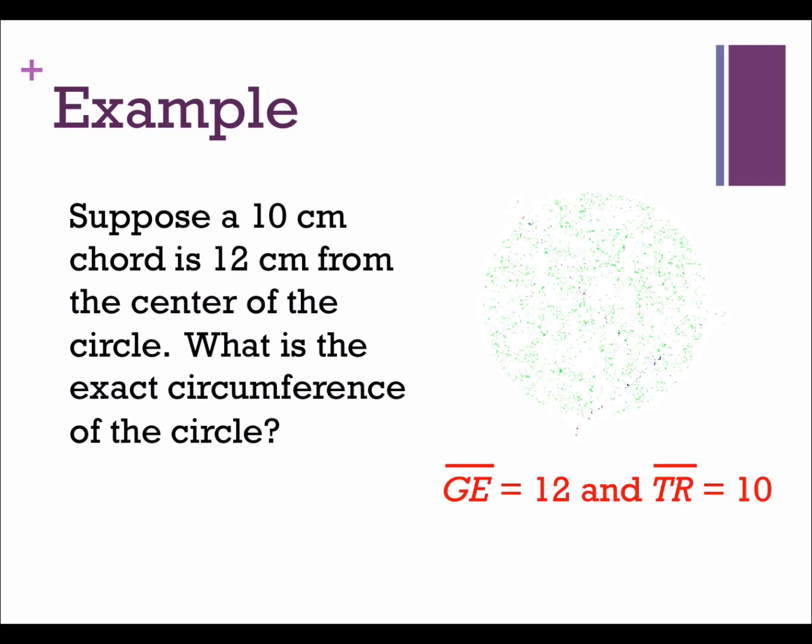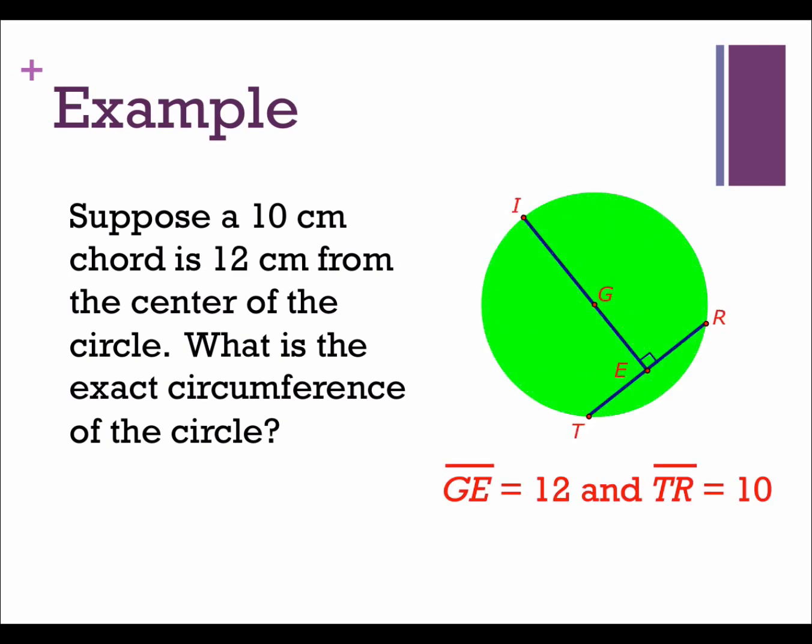The easier one would be if I gave you the picture. But you should realize that if I have a 10 centimeter chord, I'm going to have this scenario, and it's 12 centimeters away from the center of the circle. So GE would be 12, TR would be 10. GE is 12, TR is 10. Given that information, what else do we know?